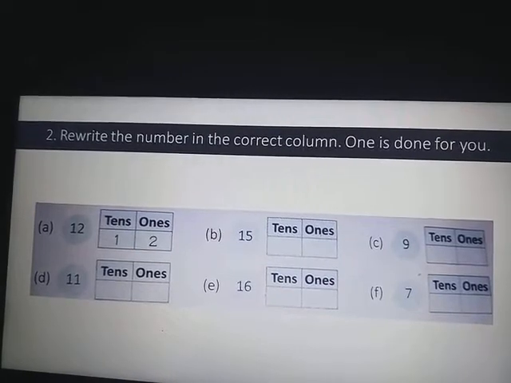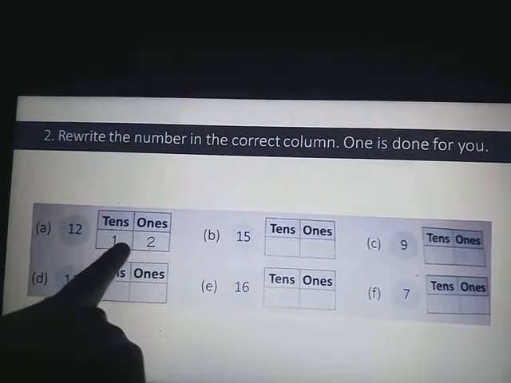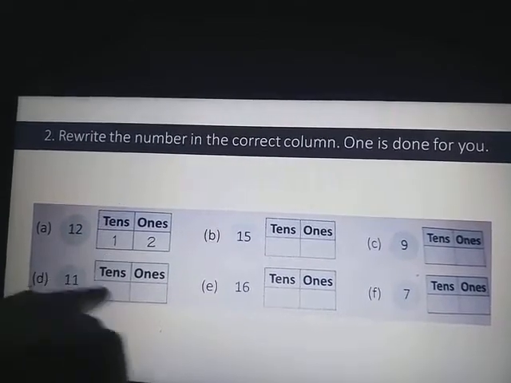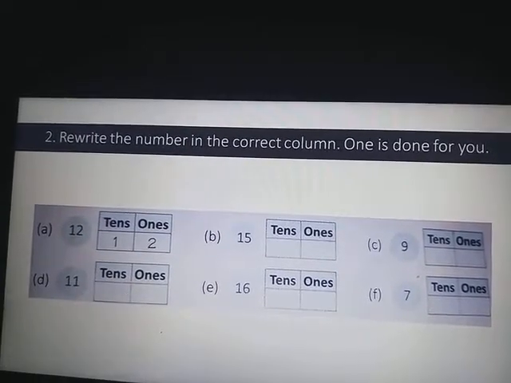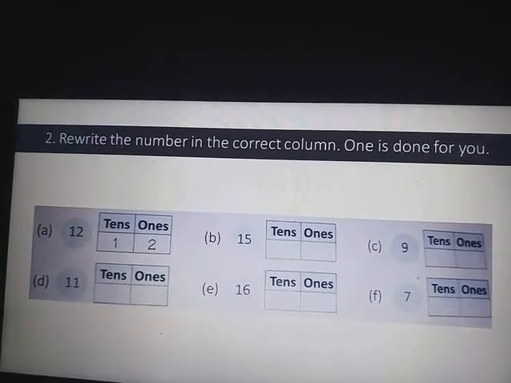Rewrite the number in the correct column. One is done for you. Which is tens, you have to write there, and which is ones, you have to write there. Understood? So now, next question.